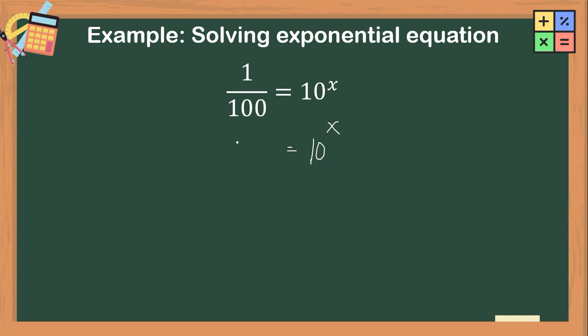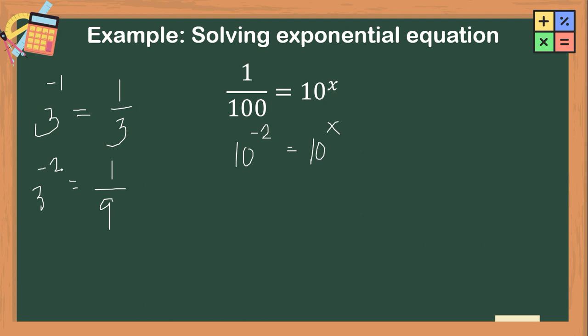10 raised to 10. Very good. It's 10 raised to negative 2. Why? Last time we discussed the negative exponent rule. If you have 3 raised to negative 1, the answer is 1 third. If you have 3 raised to negative 2, the answer is 1 all over 9.